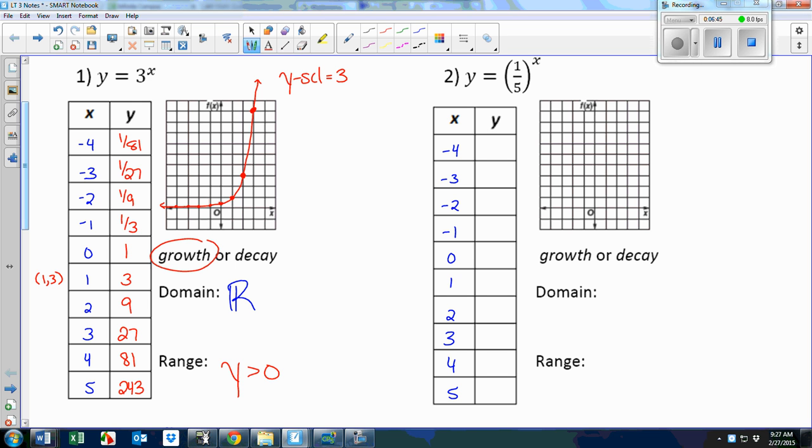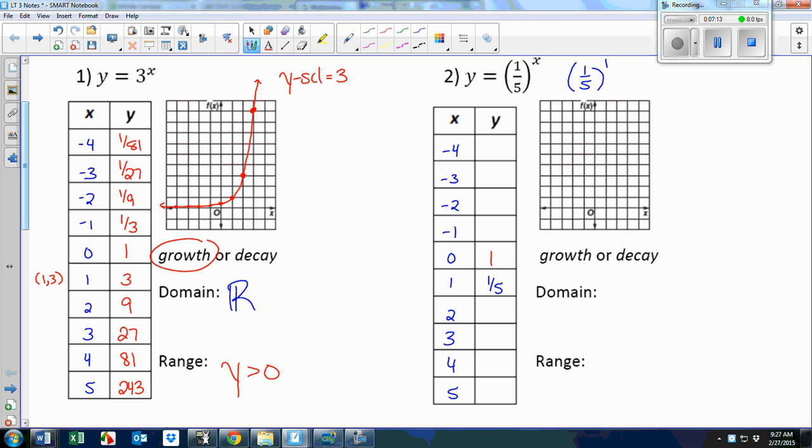Let's plug in 1/5 to the 0 power. What is any number to the 0 power? 1. So (0, 1) is a point on this function, on this graph. Plug in 1/5 to the 1 power. 1/5. Now I think we can start doing a little mental math here.